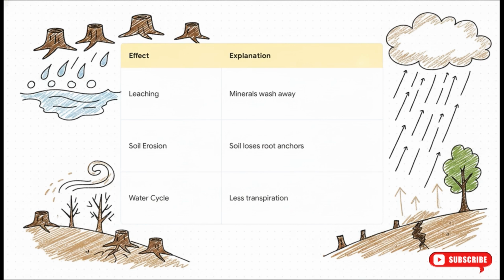Without tree roots to physically anchor the earth and provide organic matter, the topsoil is just easily washed or blown away, leaving nothing but barren land. And then, wow, there is the water cycle disturbance. Trees sweat, essentially. Removing them severely reduces the release of water vapor into the atmosphere via transpiration. Less water vapor means cutting down cloud formation, which means drastically less rainfall for everyone.